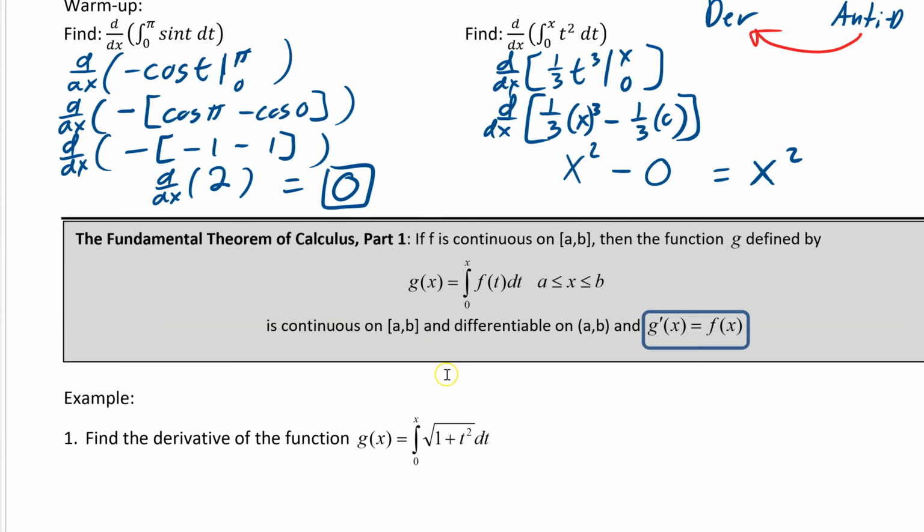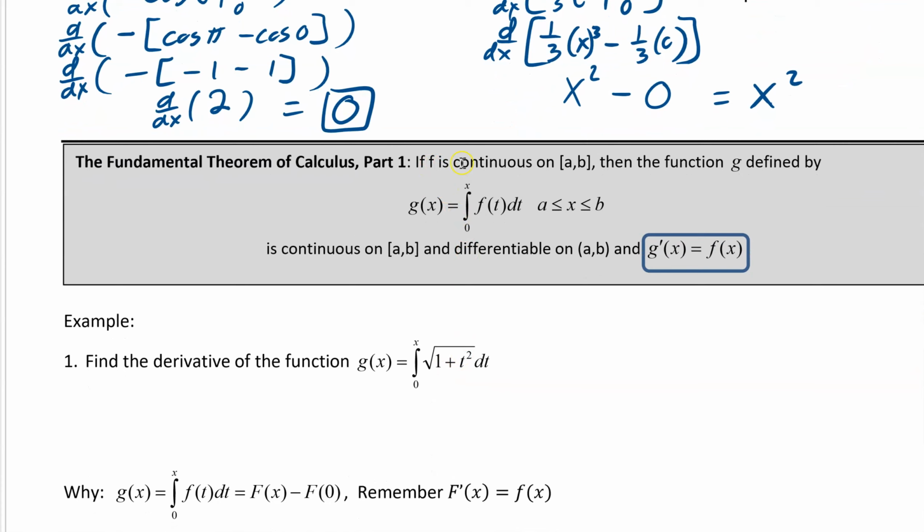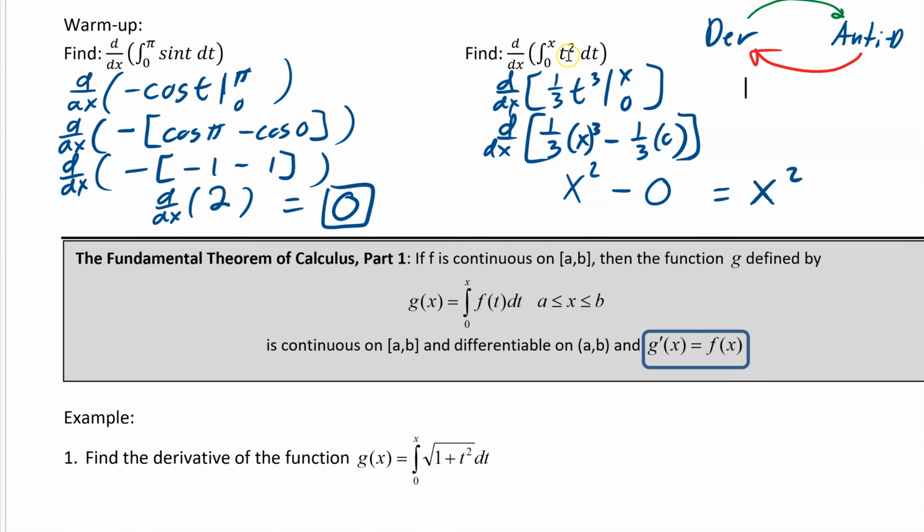This is our fundamental theorem of calculus part 1. So our function f is continuous on our interval [a, b]. That's our restrictions from before. Then the function g is defined by this, so it is continuous on [a, b] and differentiable on (a, b). Then g prime of x is equal to f of x. So all we're saying is if you take the derivative of g of x, which is our integral, all you're going to do is plug in x. So it's super quick. All we really did here is put the x in place of the t, and we get x squared.